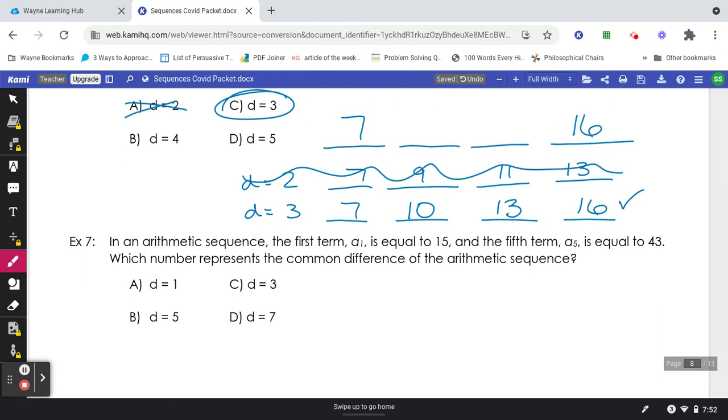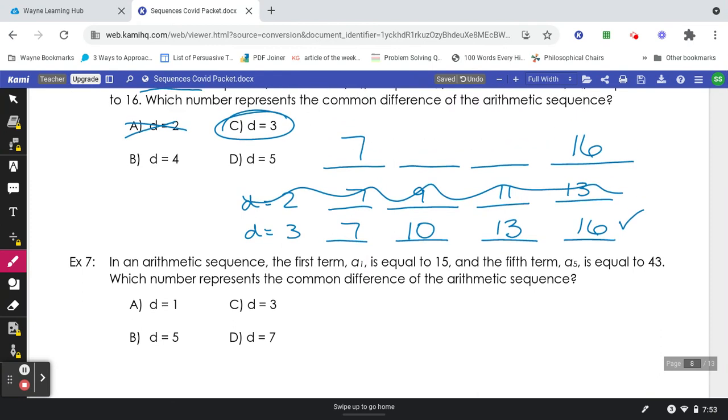Go ahead and try example number 7. I'll help you set it up. You've got your first term is 15, and then the fifth term, 2, 3, 4, 5, fifth term is 43. It's still arithmetic, so you know you're adding. Maybe you're adding 1, maybe you're adding 3, maybe 5, maybe 7. Your job is to figure out what number you're adding of those 4 options to get you to 43 exactly.